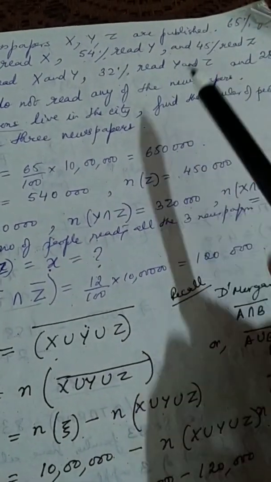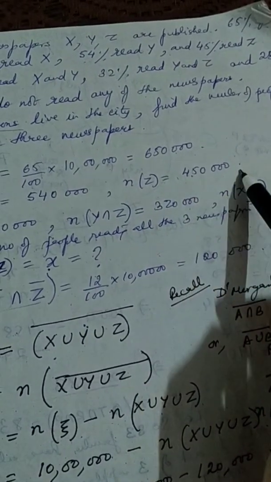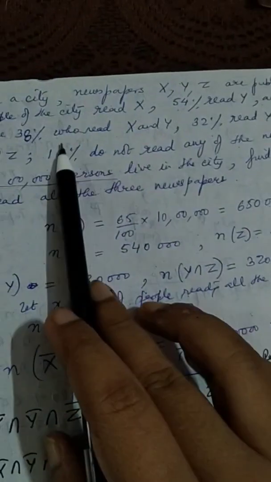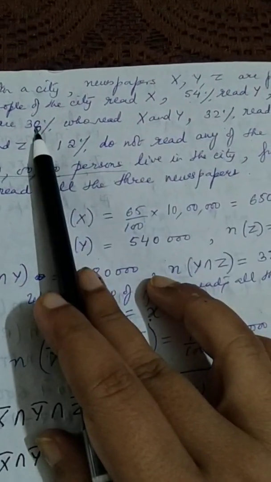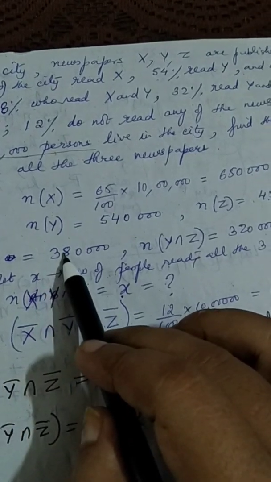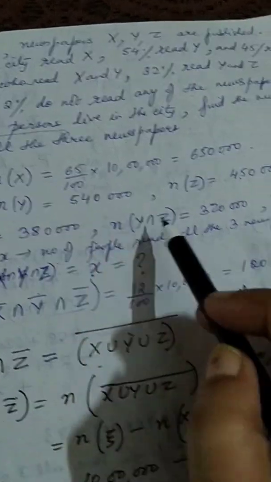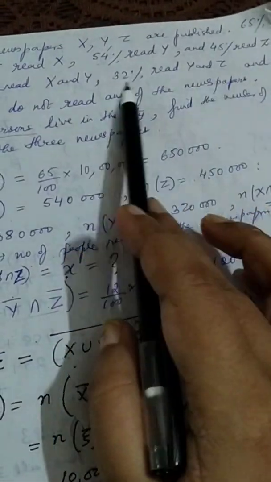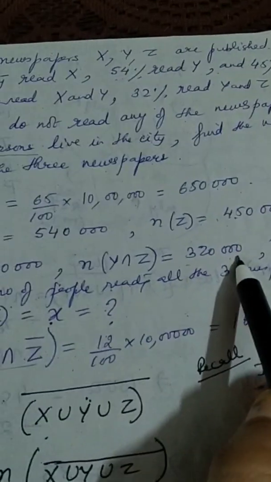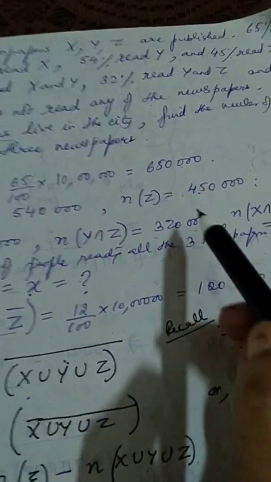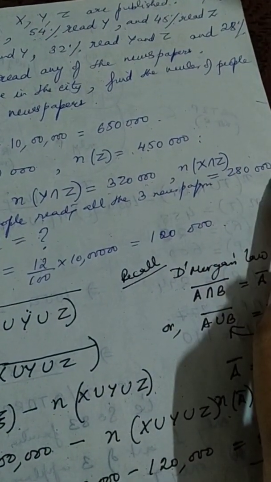The number of people reading the Z newspaper is 45% of the total. What else is given? Those who read X and Y, that means X intersection Y, is 38% of the total, so 38 out of 100 into the total population gives you this. Those reading Y and Z is 32%, so it gives me 32 out of 100 into the total population. And those reading X and Z is 28% of the total population.